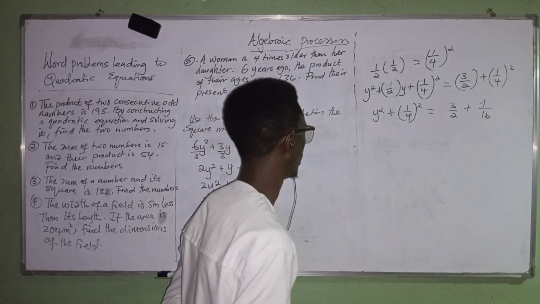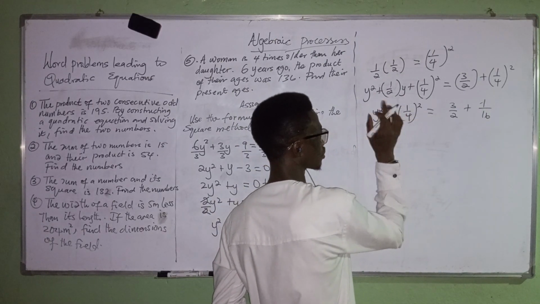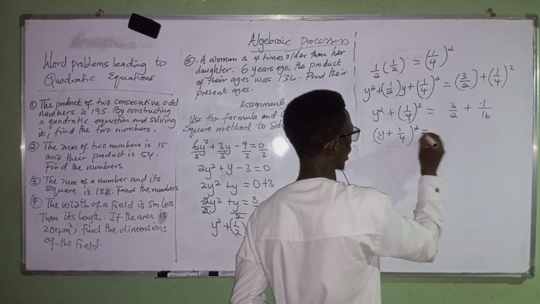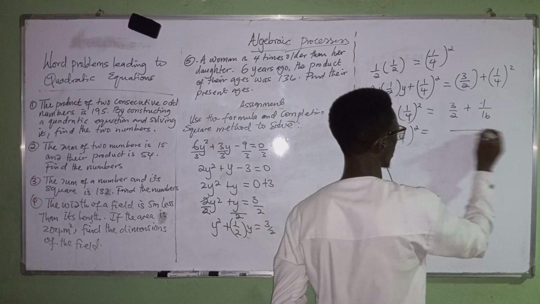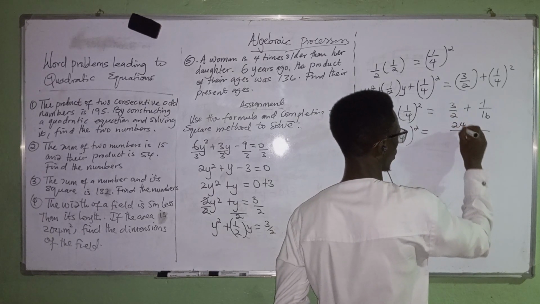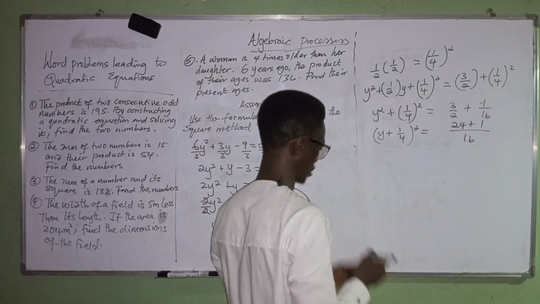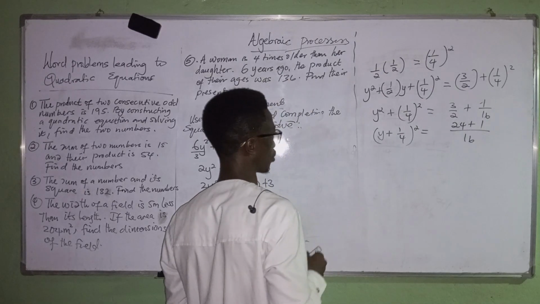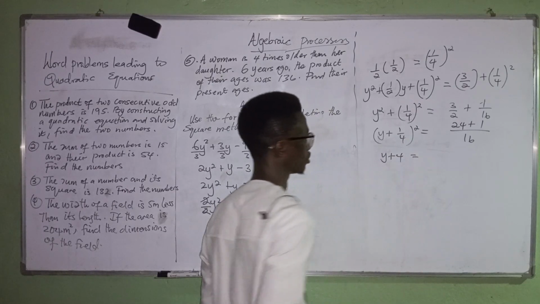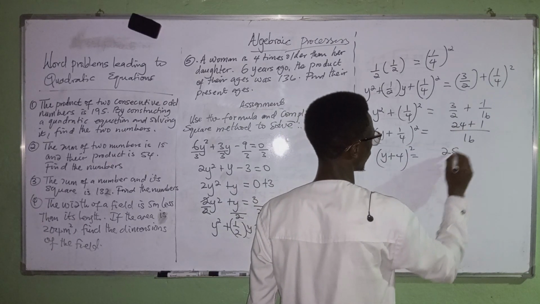Okay. Next, both of them have squares. So we write y plus 1 over 4 all squared equals, the LCM here is 16. 16 into 16, 1 time; 8 times this is 24, plus this gives you 1. Now we have y plus 1 over 4 all squared equals 25 over 16.